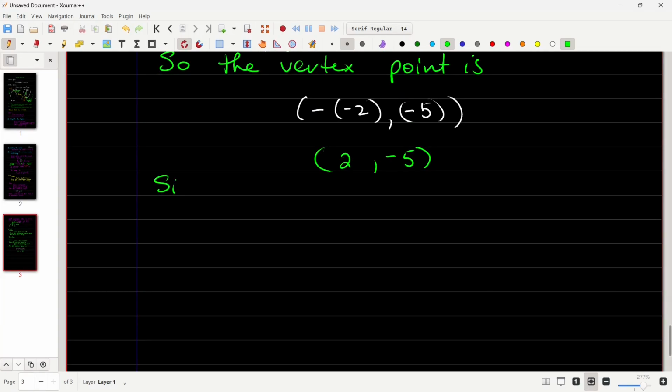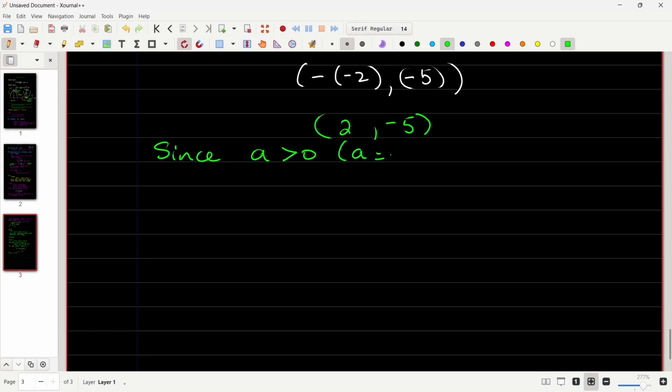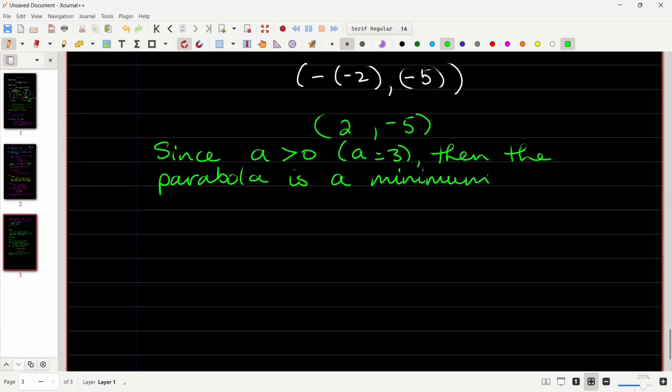So since a is greater than 0, and in this case a is 3, so greater than 0, a is equal to 3, then the parabola is a minimum, right? So as long as the value is positive, it's a minimum, okay? And we can say the minimum value is -5 at x equal to 2.